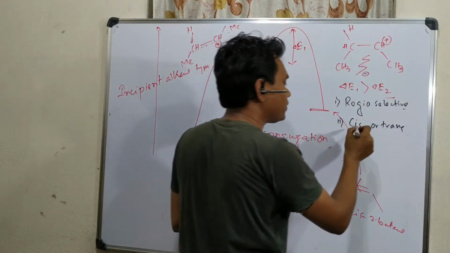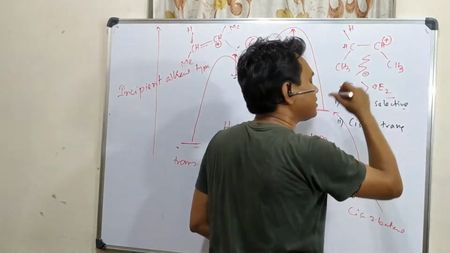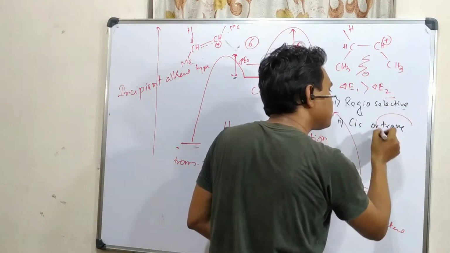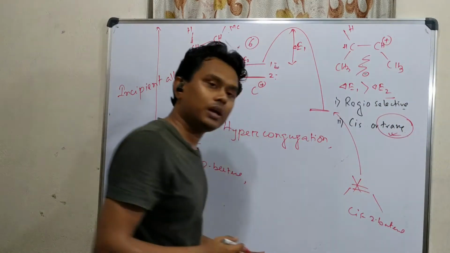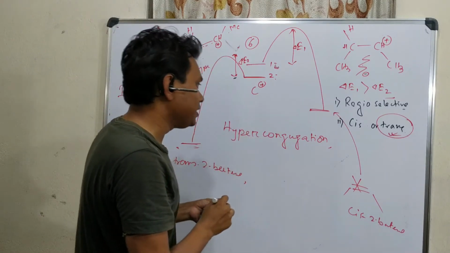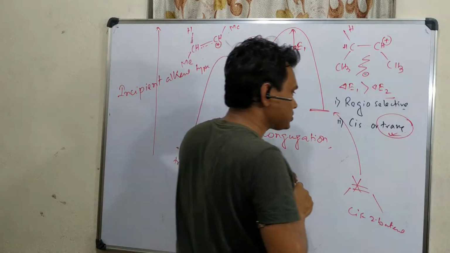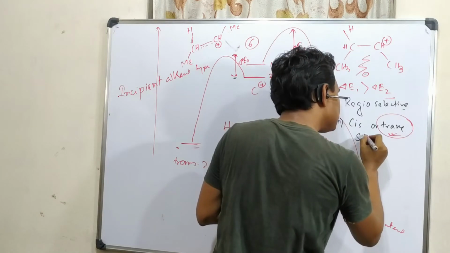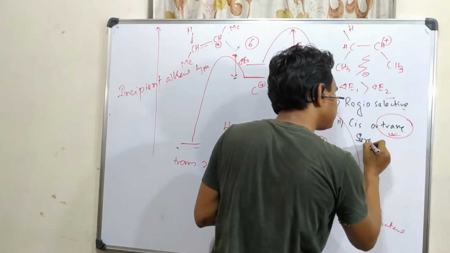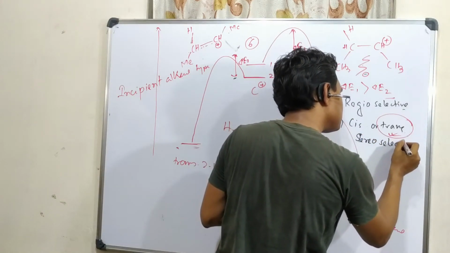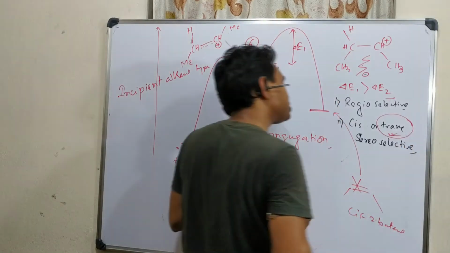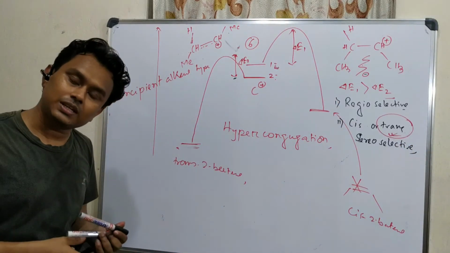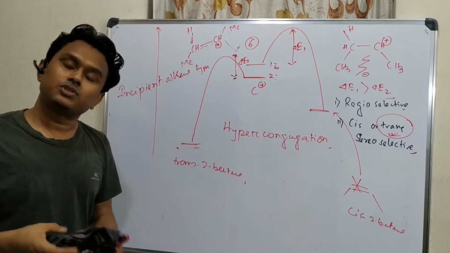So generally it is preferred that dehydration of alcohol will produce trans-alkene. Okay, so then we have made one thing, first regioselective and then stereoselective. So dehydration of alcohol is, first point, regioselective and second point, stereoselective.